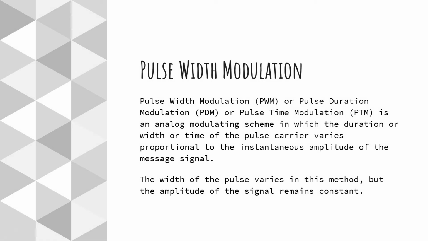Pulse width modulation, PWM, or pulse duration modulation, PDM, or pulse time modulation, PTM, is an analog modulating scheme in which the duration, width, or time of the pulse carrier varies proportional to the instantaneous amplitude of the message signal. The width of the pulse varies in this method, but the amplitude of the signal remains constant.